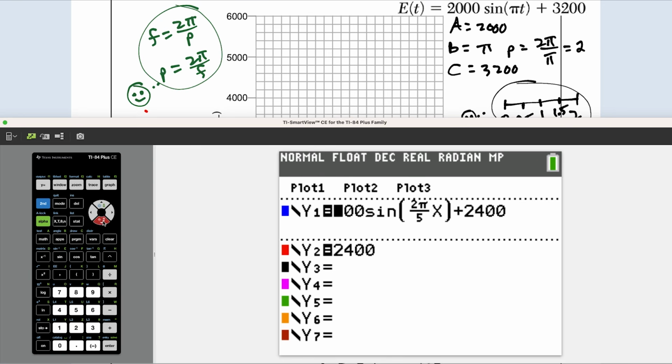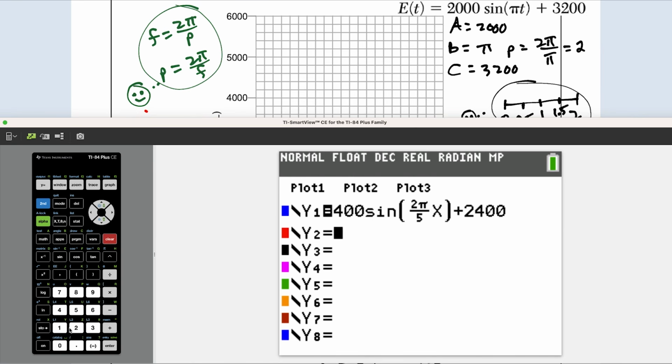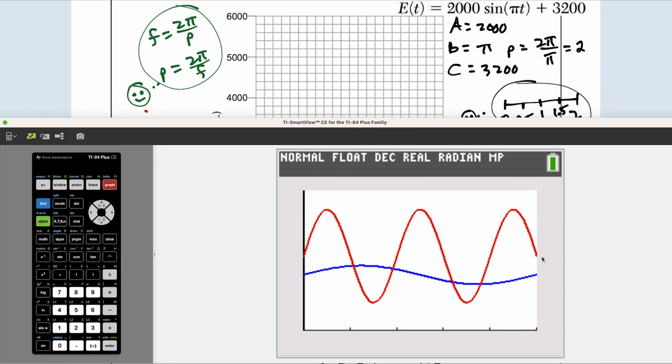So now let's type in e of t. So we're going to have e of t is equal to 2000 sine of pi t. So sine of, we press second up arrow here for the pi, and then instead of t, we're using x. And then we have plus 3200. So we graph this here, and notice that we have a bunch of cycles here.